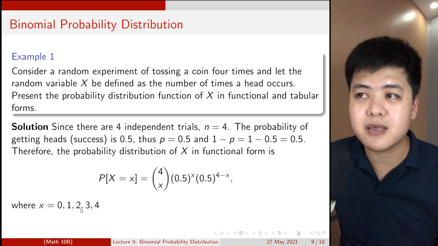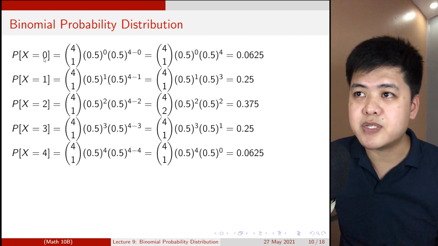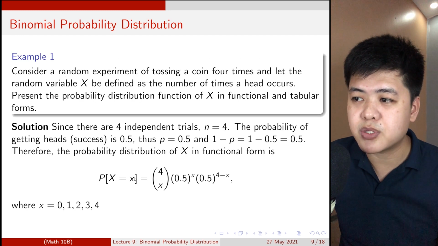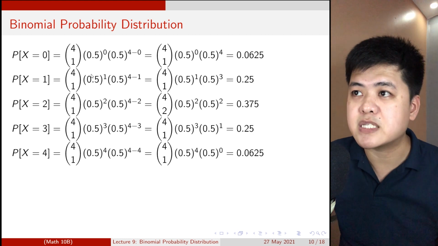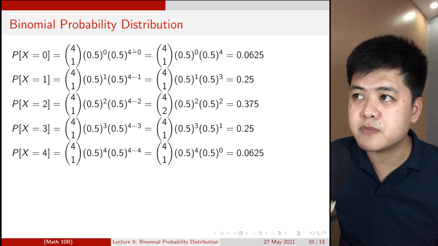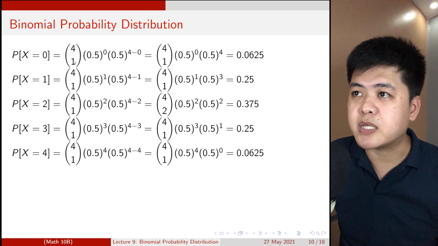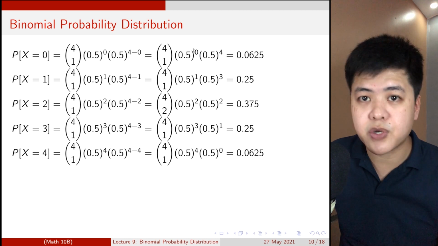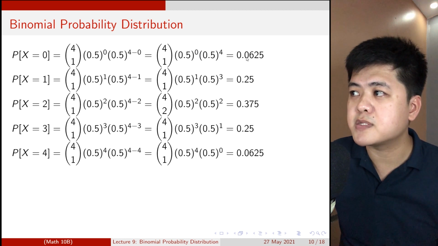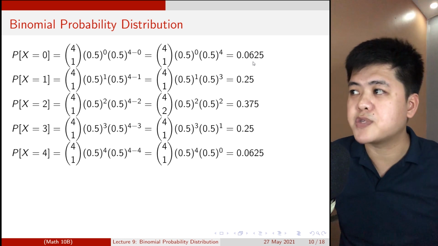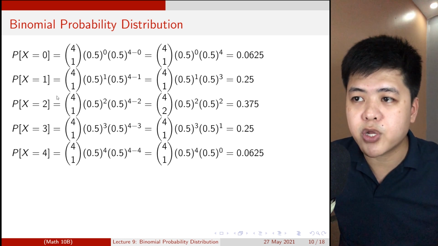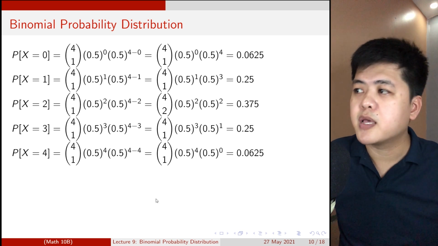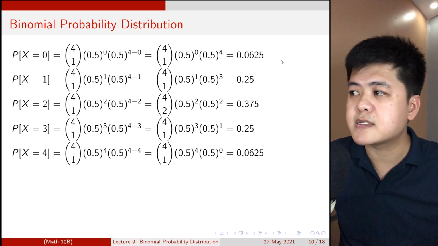Let's start with 0. So for 0, all you have to do is to substitute 0 to all of the values of x. So in this case, 0 yon, 0 yon. You can simplify this as 0.5 raised to 0, 0.5 raised to 4 equals, kinuha ko na siya, it's 0.0625. I also computed for 1, for 2, for 3, and for 4. And I was able to get these values.